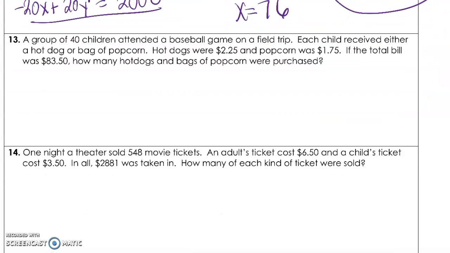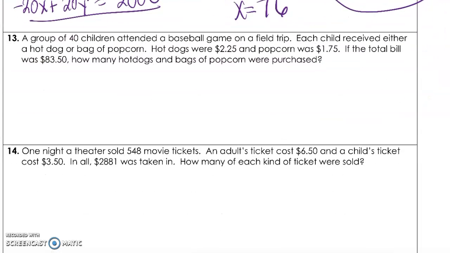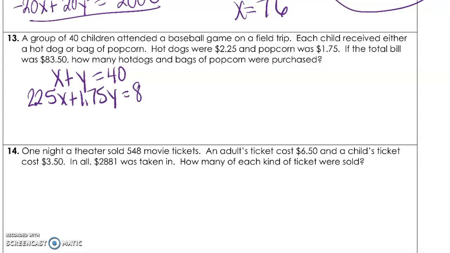So number 13, we have 40 children total. Each child either got a hot dog or a bag of popcorn. So that means there were 40 hot dogs and popcorn all together. So x plus y equals 40. And then we have 2.25, so I'm going to do 2.25x plus $1.75y is equal to 83.50.